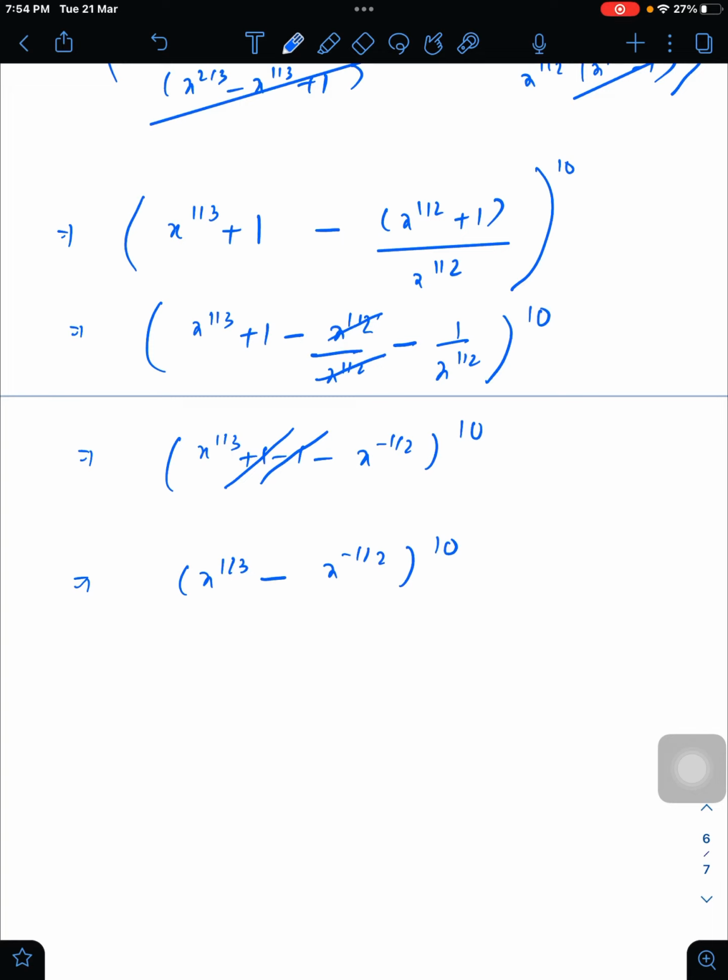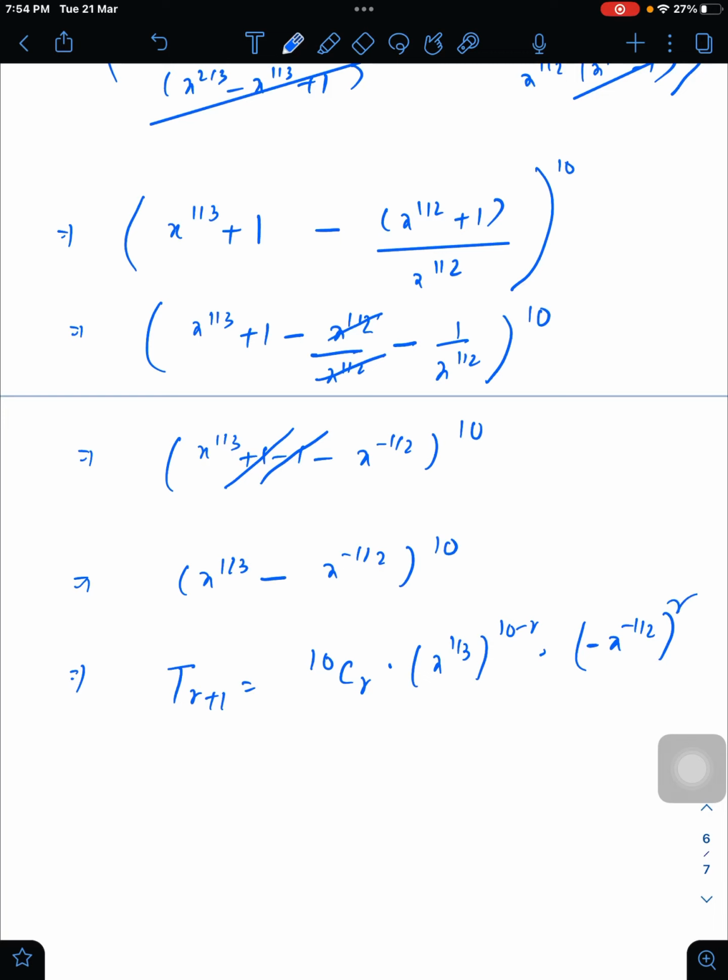Okay, so we need to find the coefficient of x to the power minus 5. So for that, what we need to do? We need to find the general term. So I am applying T r plus 1 is equal to 10 C r into x to the power 1 by 3 to the power 10 minus r into minus of x to the power minus 1 by 2 to the power r. What, beta? What is it going to be?